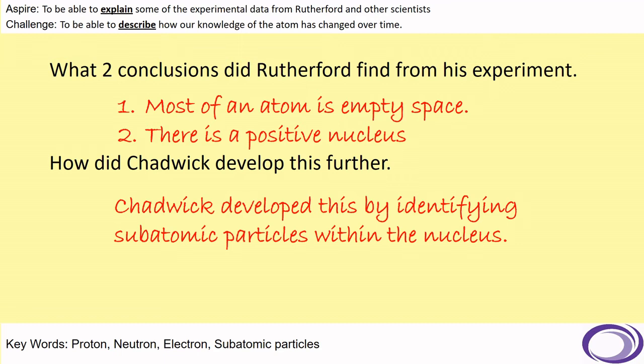So the conclusions, first of all, most of an atom is empty space and there is a positive nucleus. They were his two main conclusions. Remember that Chadwick developed that further by identifying subatomic particles within the nucleus. If you want to be more specific there, it was the neutron that Chadwick specifically found.